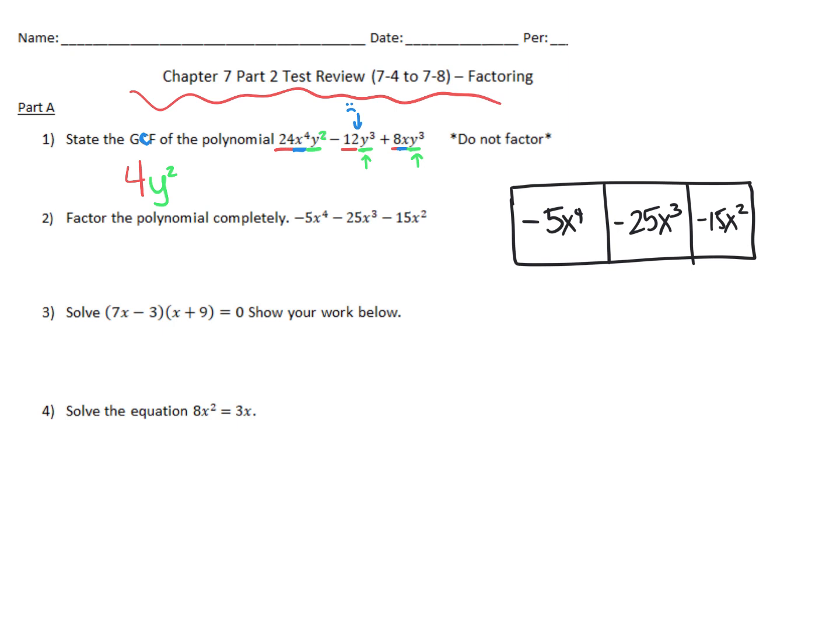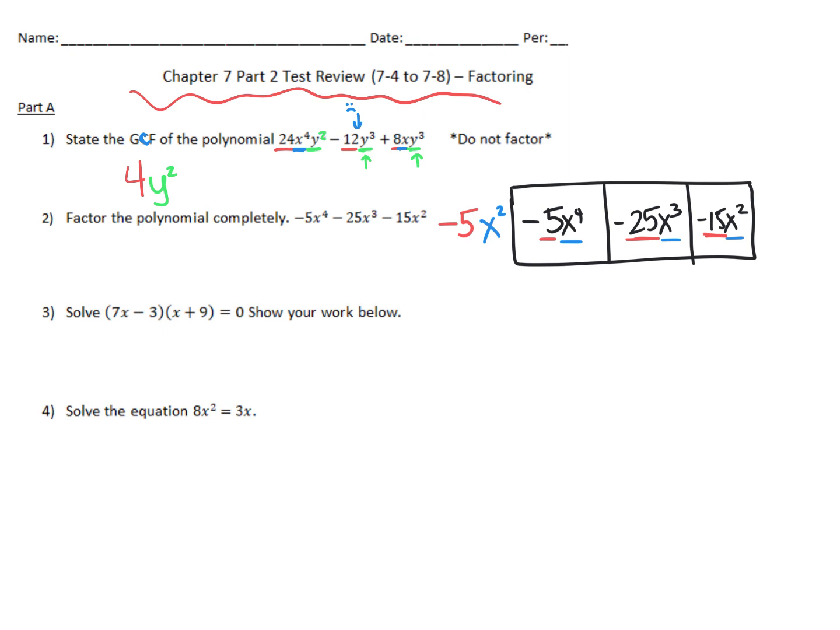Do you notice that they all have a negative sign? Okay. Do you notice that you could divide all of them by 5? And also they all have at least an x squared. They have at least an x squared. So our GCF is negative 5x squared.